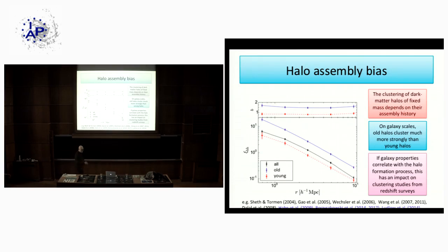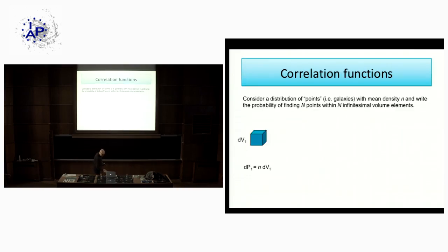So before going into this detail, since you might not work on related fields, I want to explain what a correlation function is. So now imagine that you have a distribution of points. And these points could be galaxies, could be even a cluster of galaxies. Doesn't really matter, as long as the only information you want is the position.